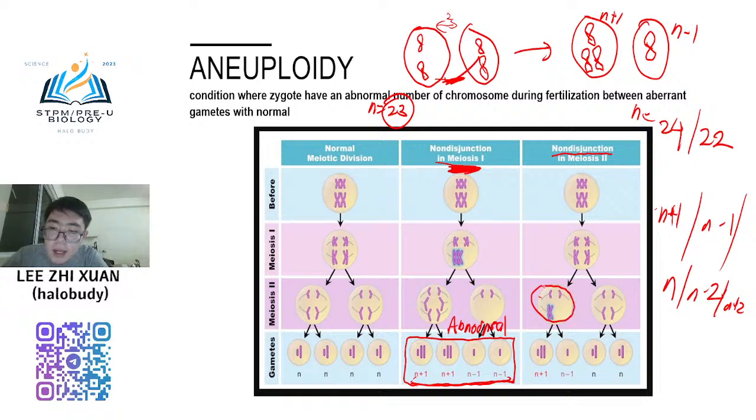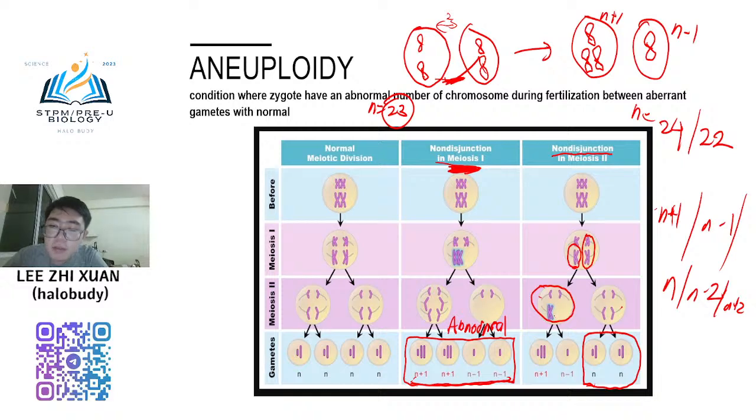Nanti. Sepatutnya dia akan separate. All of the chromosomes will separate. But for now, this chromosome does not separate. This one does not separate. So they remain. Because only one is non-separate, yang ni still normal, yang ni dua still normal, so it will form the normal. So that is why you see that there are two gametes that are normal.